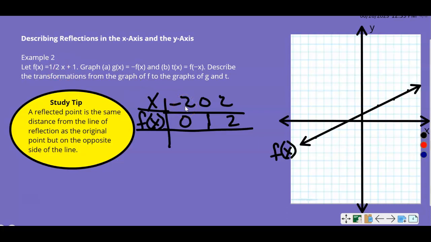1/2 of -2 is -1. -1 plus 1 is 0. 0 times anything is 0. 0 plus 1 is 1. 1/2 of 2, I'm just taking 2. 1/2 of 2 is 1. 1 plus 1 is 2. So you can see if you go over -2, 0, 0, 1, and 2, 2, those points are on this graph.